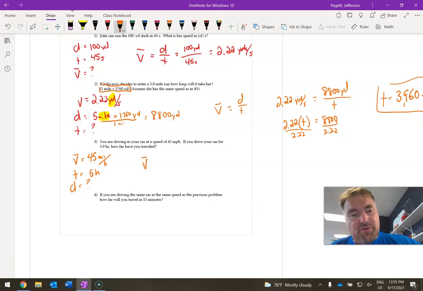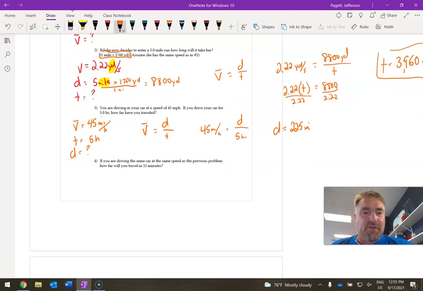So doing my equation, V average is equal to D over T. Because again, I have V, I have T, I'm looking for D. Plug in my stuff. So I have 45 miles per hour is equal to my distance over 5 hours. So 45 times 5, that gives me 225. So my distance traveled, 225 miles.